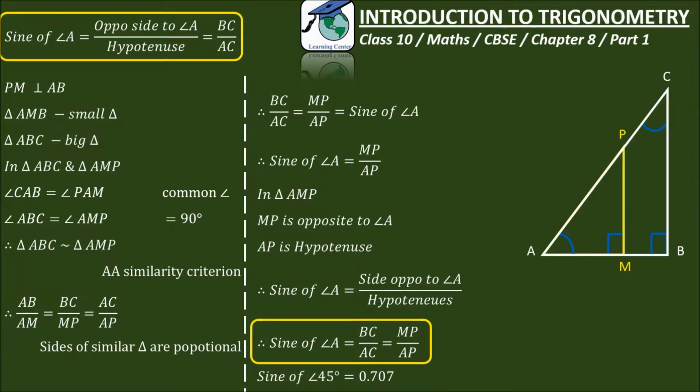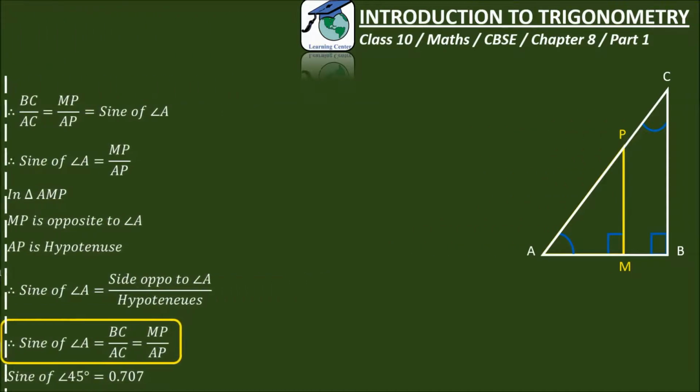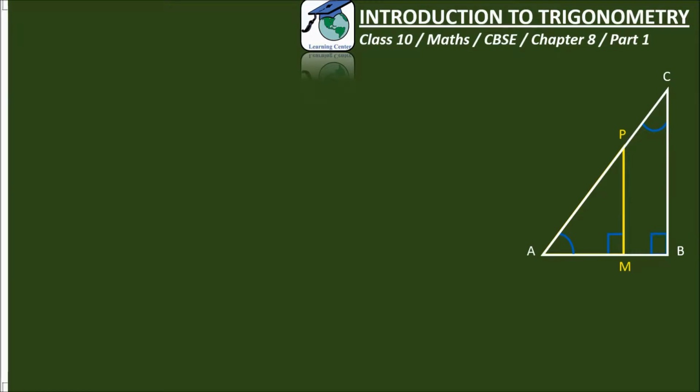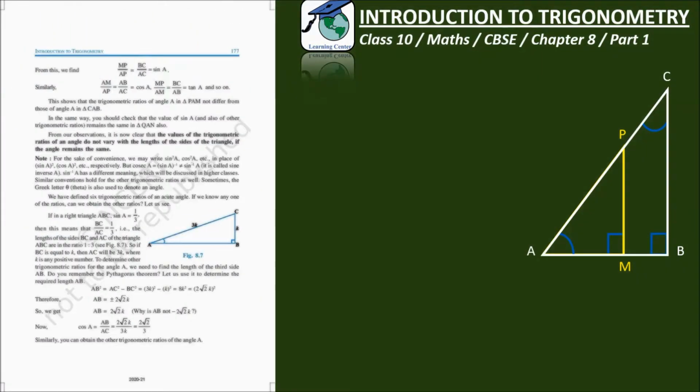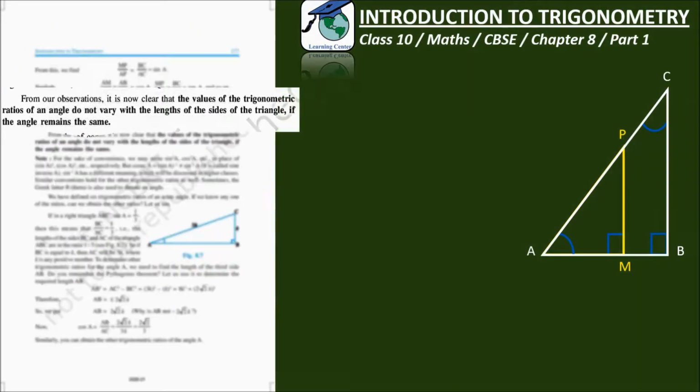So this is the important thing about trigonometric ratio. For any right angle triangle, the trigonometric ratio of the given value of angle always remains the same. Let us go back to your textbook page. Here they have mentioned that the value of trigonometric ratio of any angle does not vary with the length of the sides of the triangle if the angle remains the same.